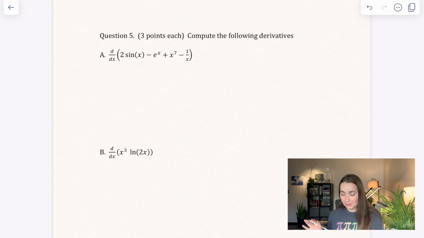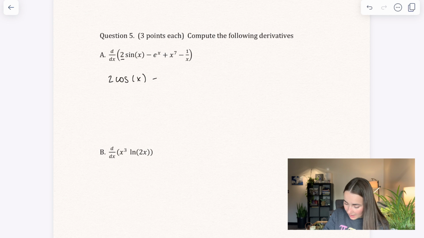Okay, so we're moving on from limits. We're going to go ahead and do some derivatives. So let's go ahead and do this thing. First, that constant multiple hangs out, and the derivative of sine is cosine of x minus the derivative of e to the x is e to the x. Very nice. Plus, and let's use power rule, 7x to the power of 6 minus, and let's go ahead and rewrite 1 over x. We can rewrite it as x to the negative 1.